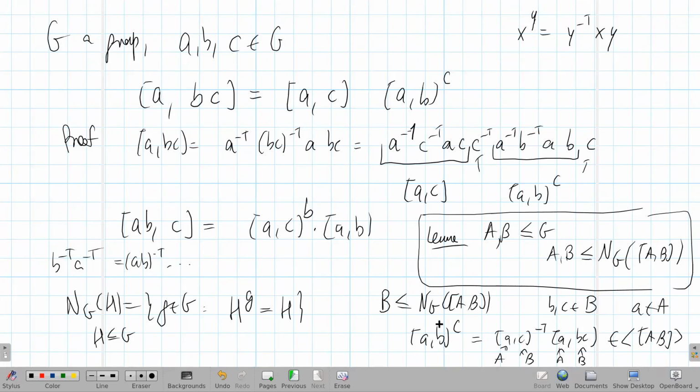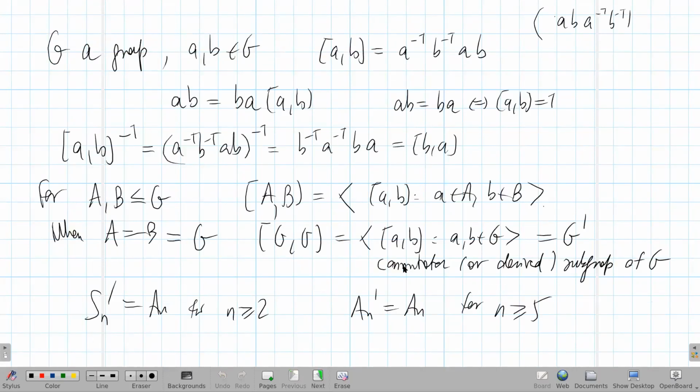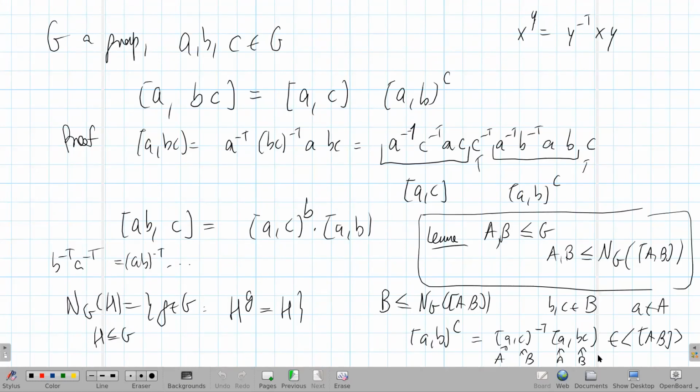Okay, so since the span of A, B, as we saw in the previous slide, previous board, is generated by these elements, this shows that B is in the normalizer of the span of A, B. And you can prove that A is contained in the normalizer by using the other identity, well, it's really symmetrical. Okay, you take A and B. Well, of course, then the letters are a bit mixed up, but it's not terribly important. Good.